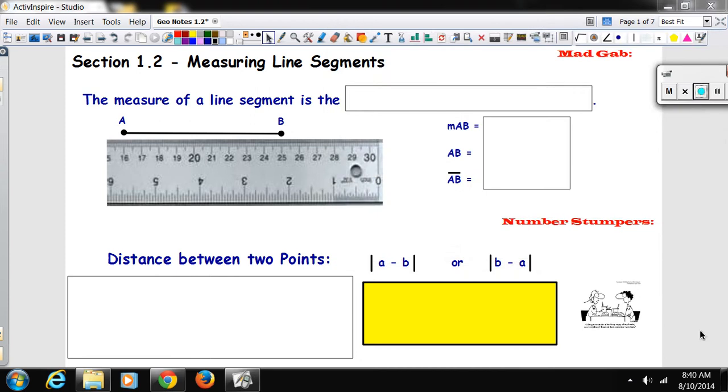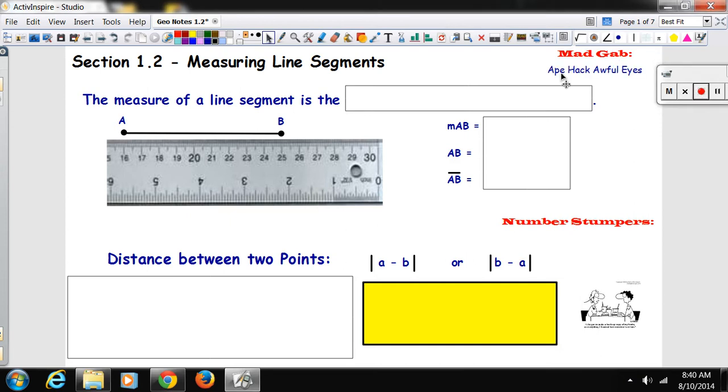Hey guys, these are notes for geometry unit 1, section 2. We're going to be talking about measuring line segments, really analyzing a line segment and some of its measurements. But before we do that, here's your Mad Gab for the day.